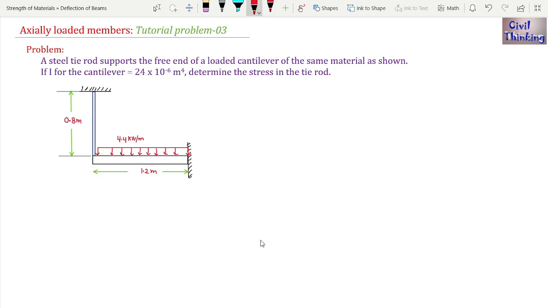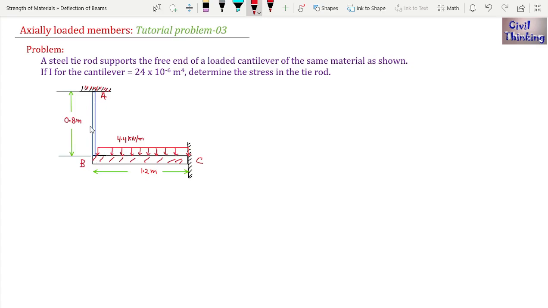Now coming to the question, we have to determine the stress in the tie rod. Let me call this A, B and C. You can see BC is a cantilever, and AB is a rod, fixed here. We call AB the tie rod, because it ties the free end of the cantilever to point A. BC is a cantilever, B is the free end of the cantilever, and it ties the free end to this fixed support. That's why AB, this vertical rod, is the tie rod.